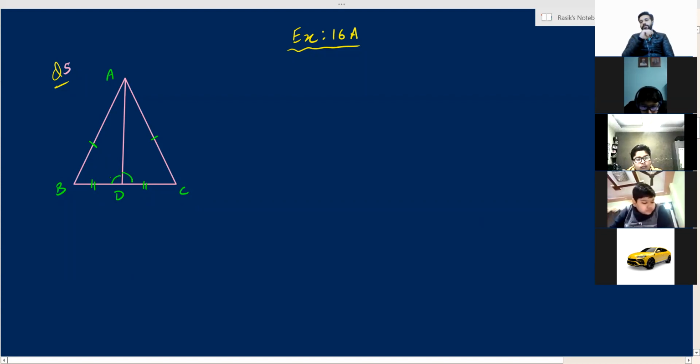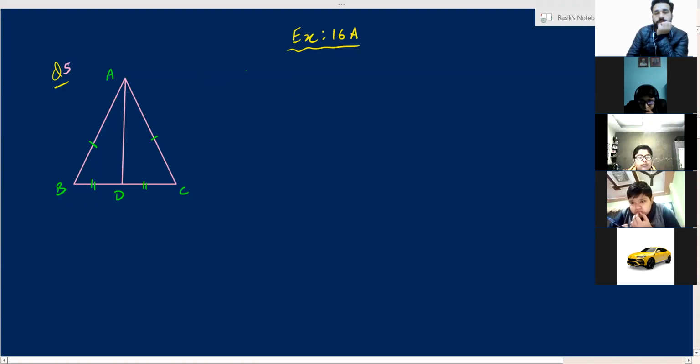It is not given that these two angles are 90 degrees. You have to show that they are right angles. This is what we have to do in the first part. Second part, we have to show that angle BAD is equal to angle CAD. BAD and CAD are this one and this one. So we have to show that these two angles are also equal.